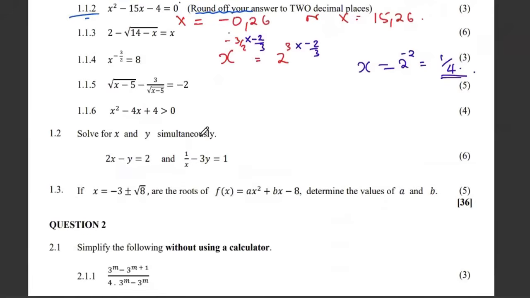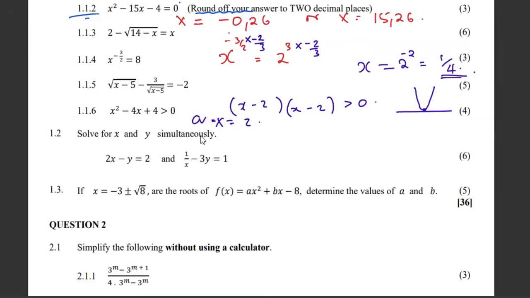1.1.6, which is the inequality. Okay, so it's going to be x squared minus 4x plus 4. This looks like a square. Okay. So if I open this bracket of mine, it's going to be x minus 2 squared is greater than 0. Okay. Then my critical value is just x being 2. Okay. So if this is a parabola, it simply means we're having something like that.